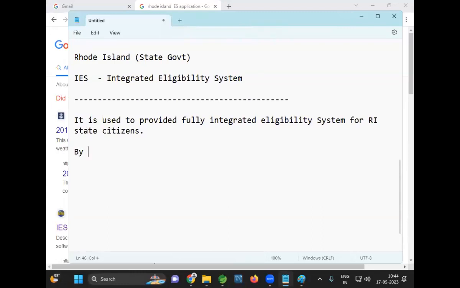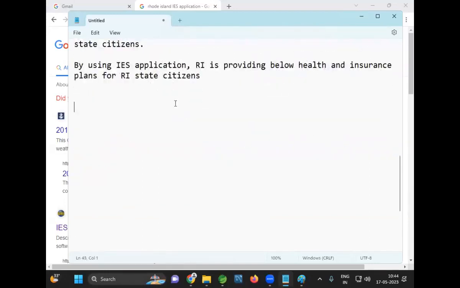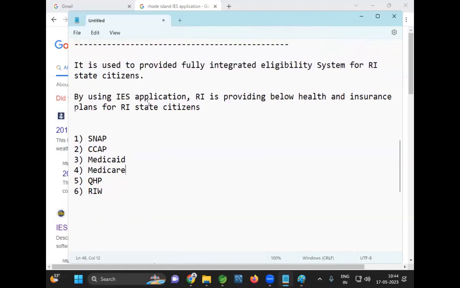By using the IES application, RI is providing the below health and insurance plans for RI state citizens. What are the plans that they are going to provide? The first plan is SNAP. Similarly, CCAP is available. The third one, Medicaid, is available. Fourth one, Medicare. Fifth one, QHP. Sixth one, RIW. These are the plan names provided by the RI government for RI state citizens.